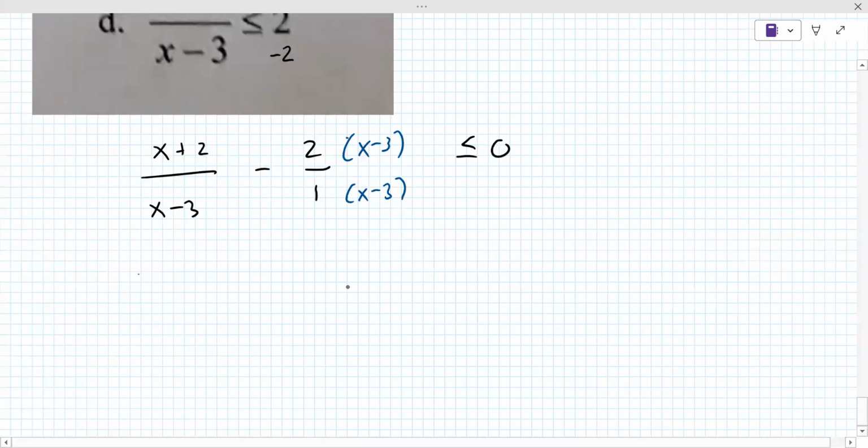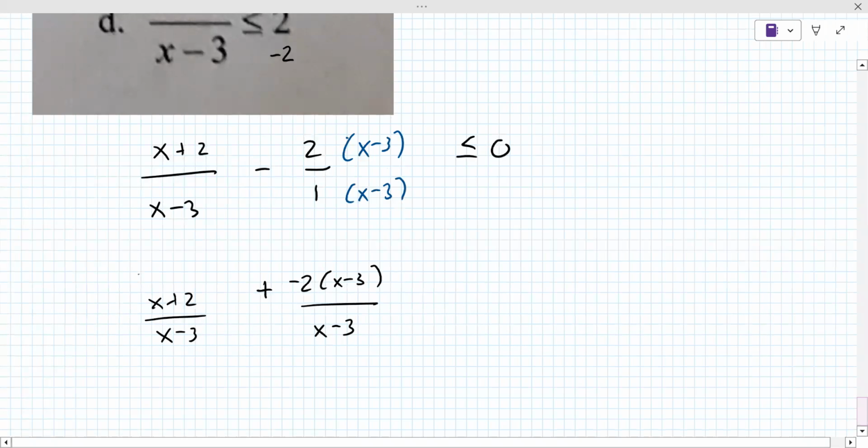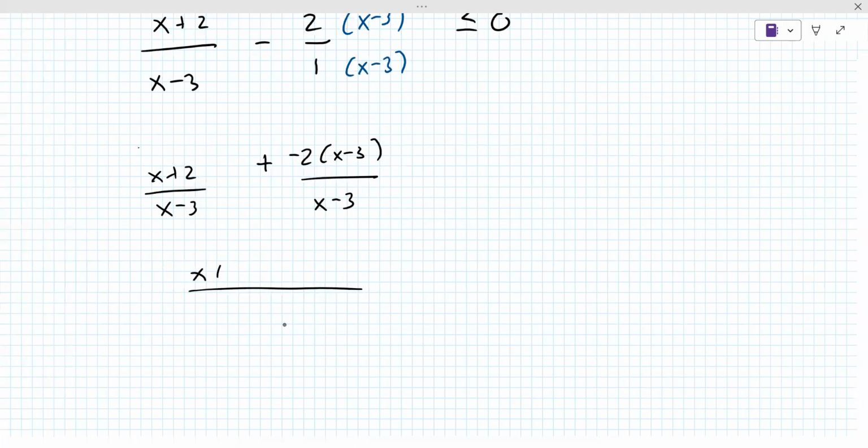So it's going to be on the top minus. At some point you want to combine the minus with the 2. Let's do that now. So it's negative 2 times (x minus 3) over (x minus 3), with x plus 2 here. And then you distribute that negative 2. So in the numerator you have x plus 2 minus 2x plus 6 over x minus 3. So your numerator becomes minus x plus 8 over x minus 3.